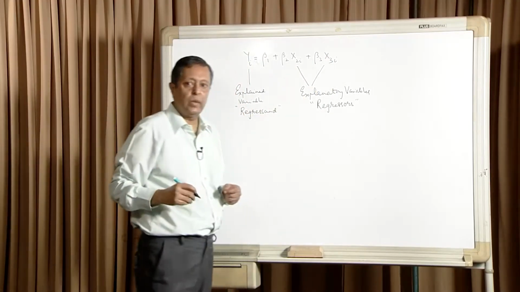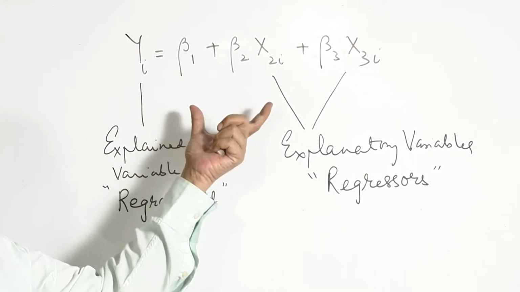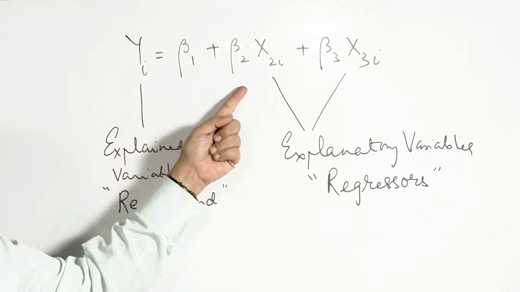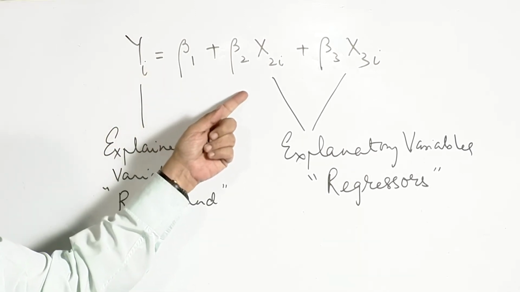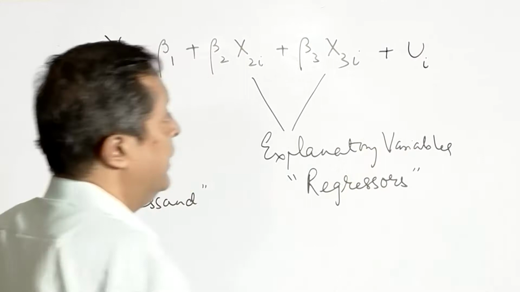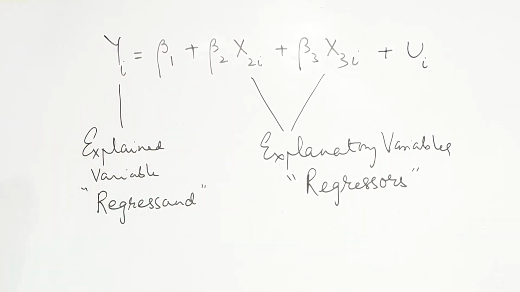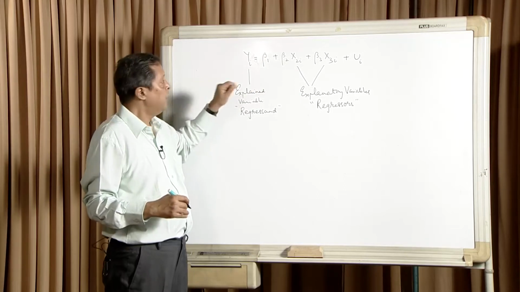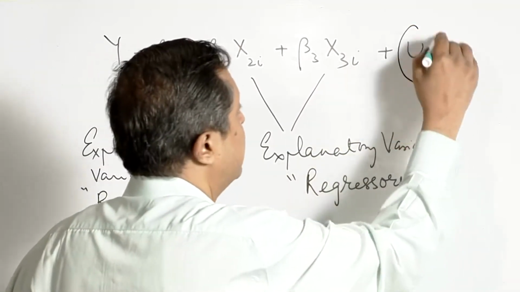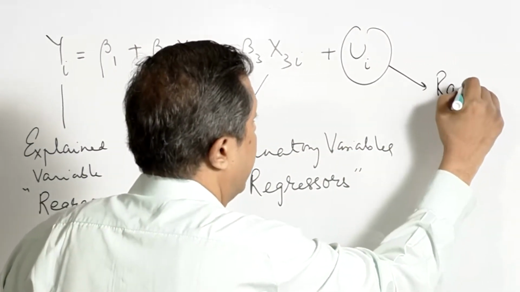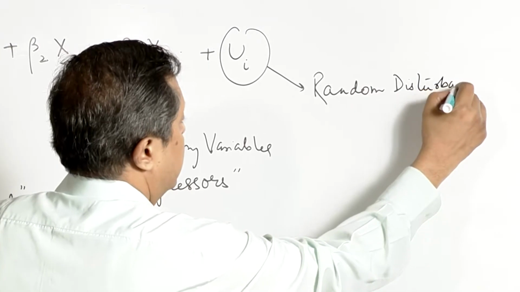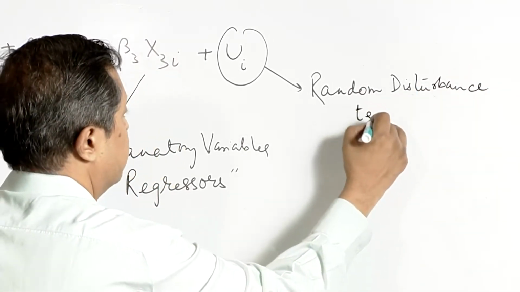But this expression, as we have written it, is an exact expression or a deterministic expression. Let us understand the difference between a deterministic expression and a stochastic expression. So, we introduce the random disturbance term ui and that now becomes a properly specified stochastic expression for y. So, yi depends on x 2 i, x 3 i plus a random disturbance. This is called a random disturbance term.